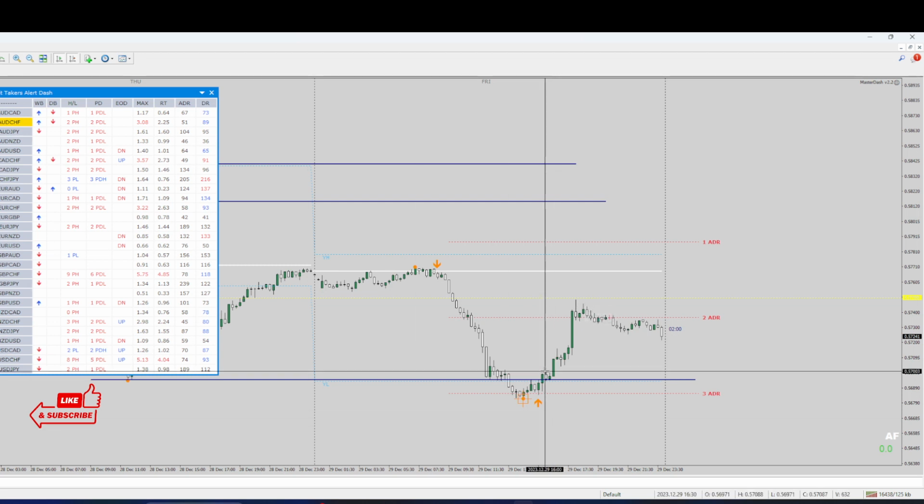So from this entry to 2 ADRs, about 42 pips. It didn't quite hit this quarter point there, but the moment that thing got there and started to pull away, I would have been closing this trade, because again, it is not a trade that you're looking to hold for the rest of the session. That's just not how these work out.